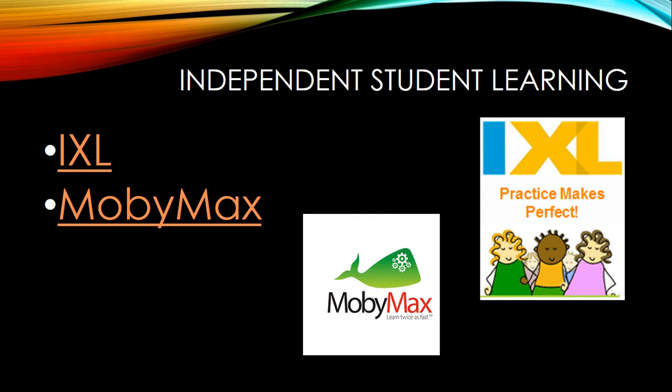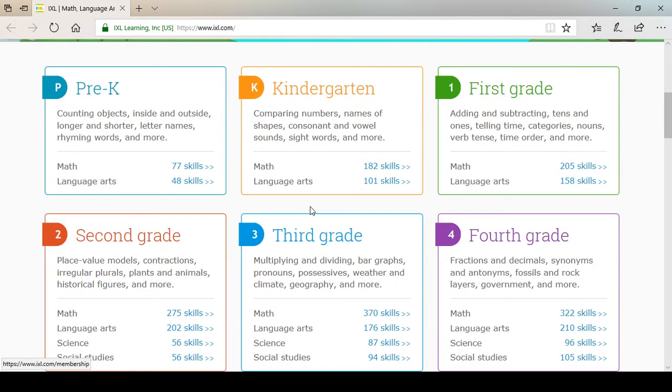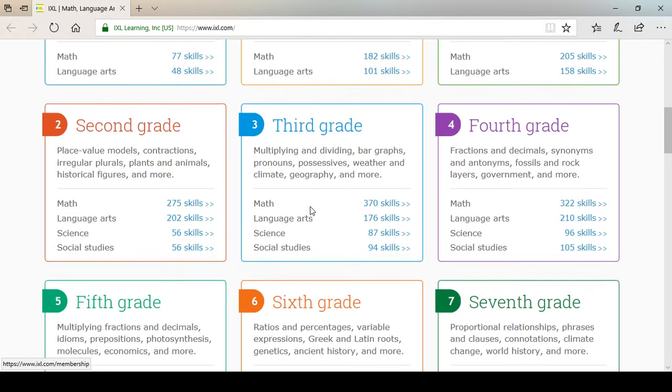IXL is an immersive adaptive learning resource for students. It provides skill alignment for specific subjects like math, language arts, social studies, etc. So let's take a look at IXL. All right, so basically you can sign in and teachers have their logins and things to record all the students' information. For the sake of showing you, basically it has all your grades right down here.